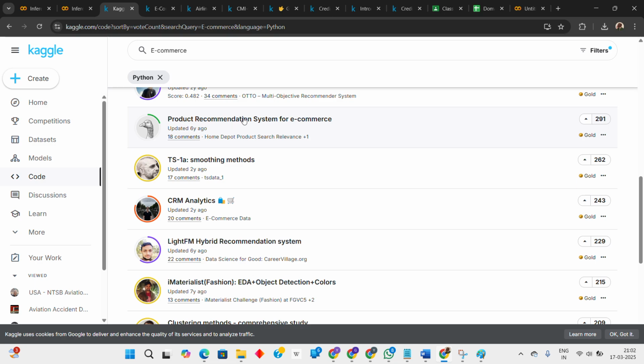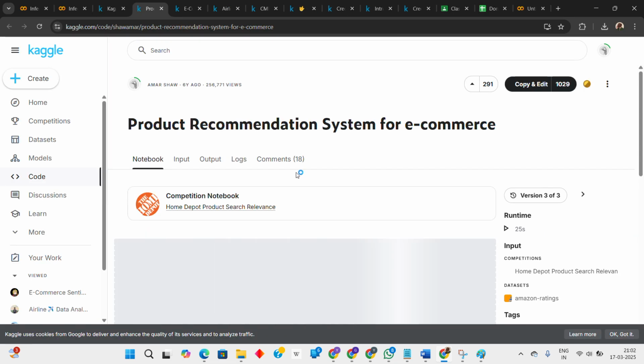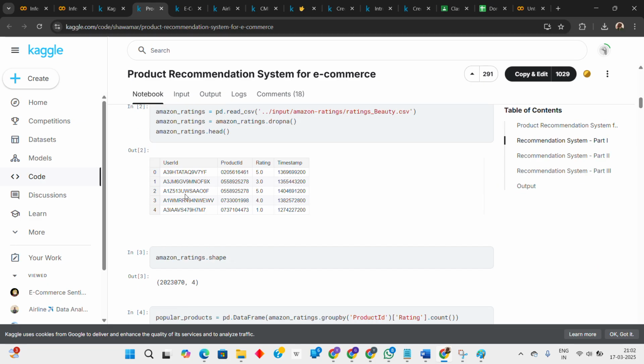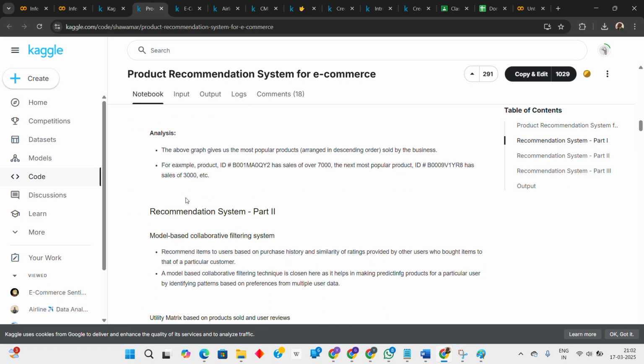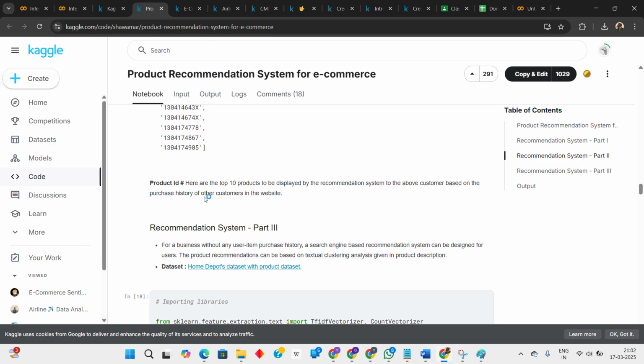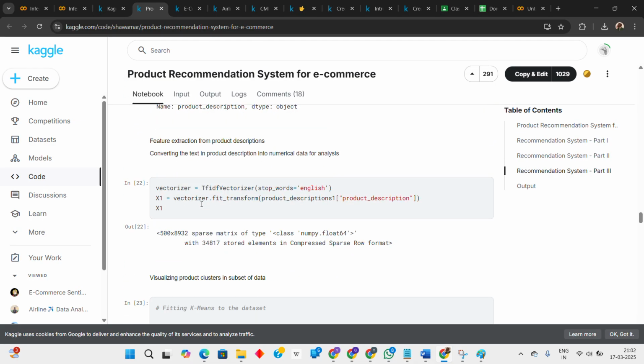Product recommendation system. Yeah, this is a standard one, though it is six years ago. So, how exactly is a recommendation system important, and what type of analysis can be done, on textual data especially? You can go through it.